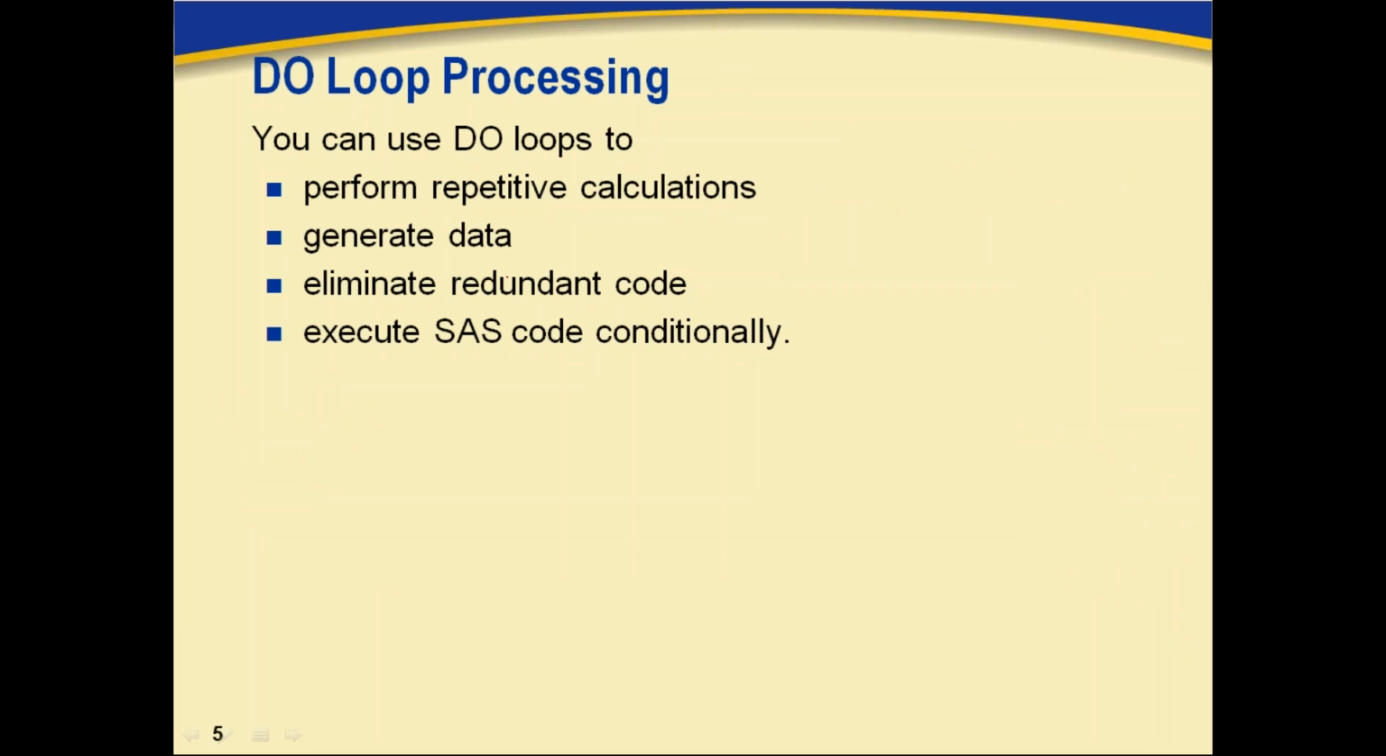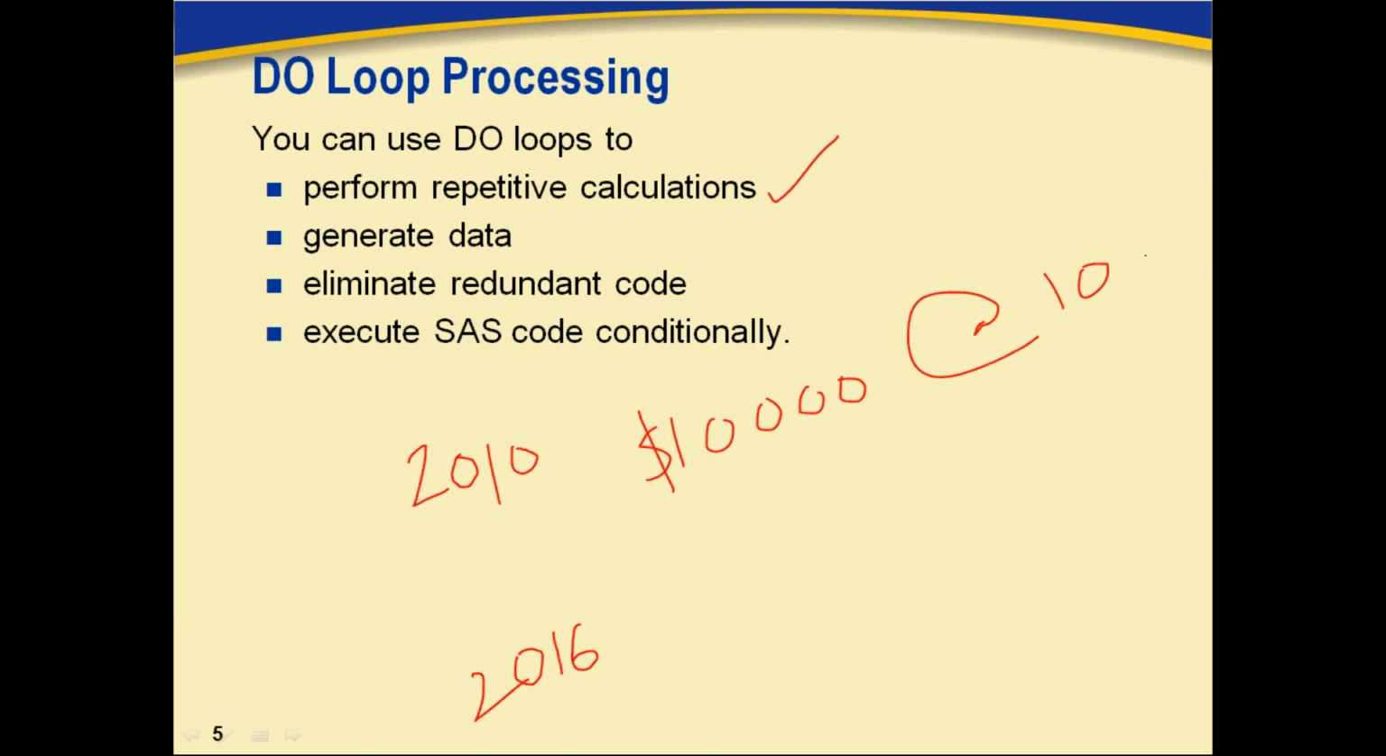So do loop processing: you can use do loops to perform repetitive calculations. When I say repetitive calculations, what do I mean? Let's say you have invested $10,000 in 2010. If I ask you what amount you will get at the end of 2016, assuming the rate of interest is 10%, compounded annually.